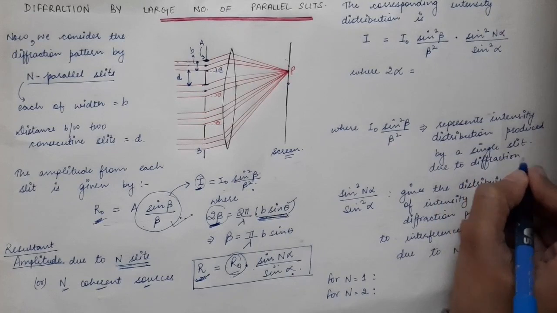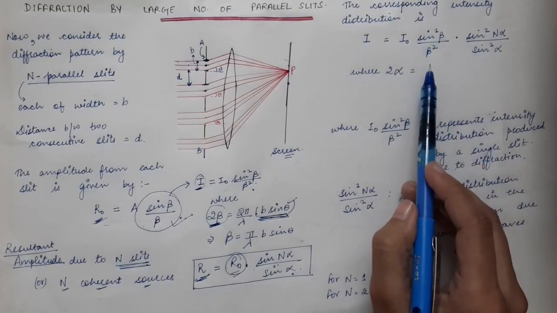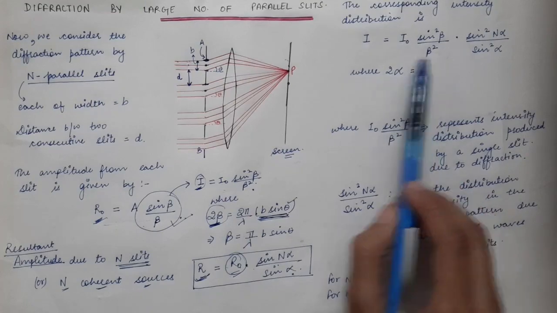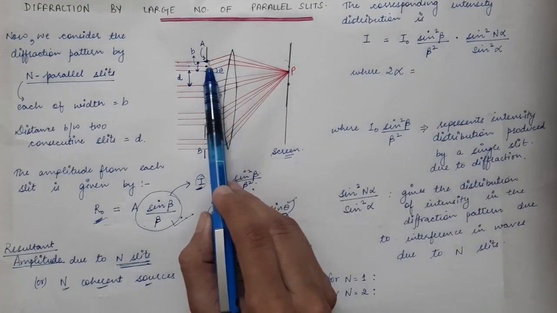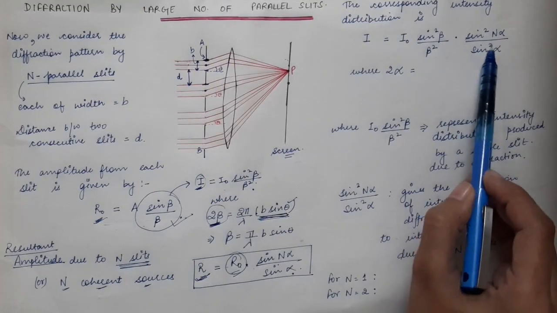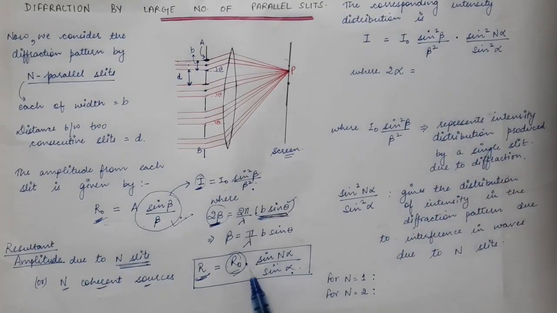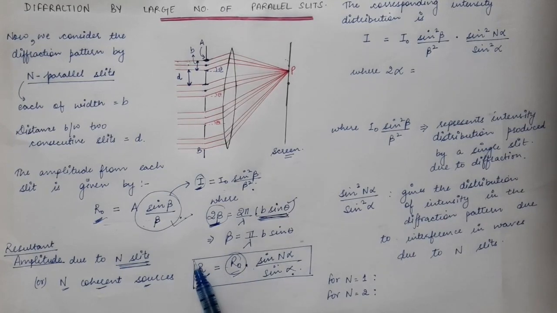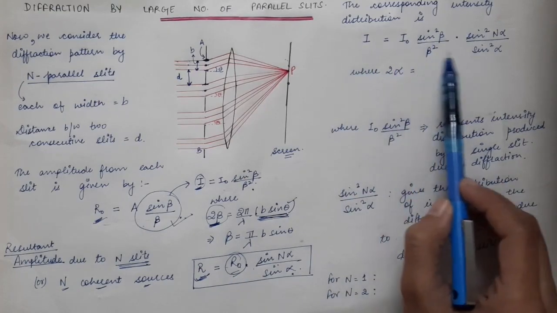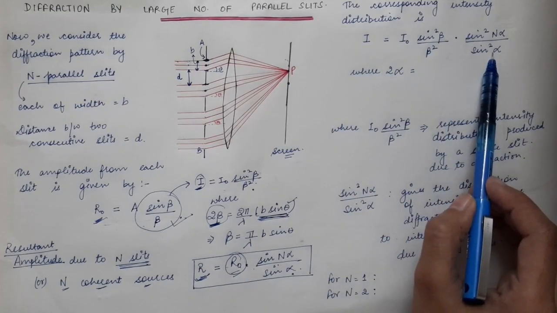So this first factor of sine square beta divided by beta square, this we have already seen in the case of a single slit. So this is due to diffraction which is occurring at a single slit, into sine square n alpha divided by sine square alpha, that is into square of this factor. So we have just done square on both hand sides. So the left hand side will be the net intensity, and the right hand side will give us the expression of the net intensity.